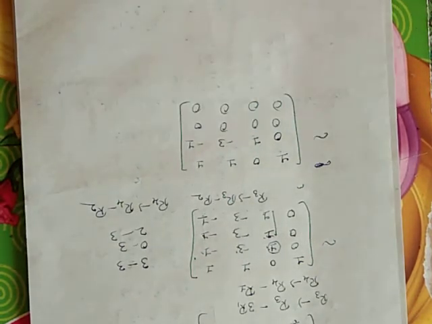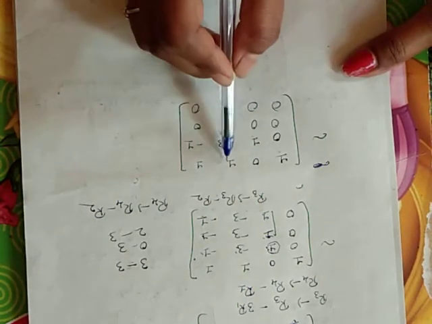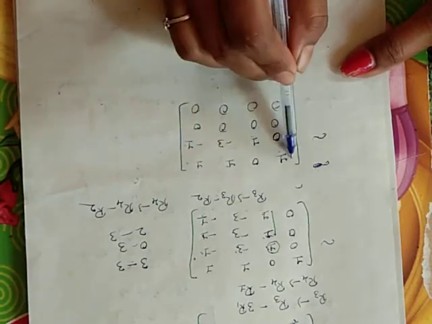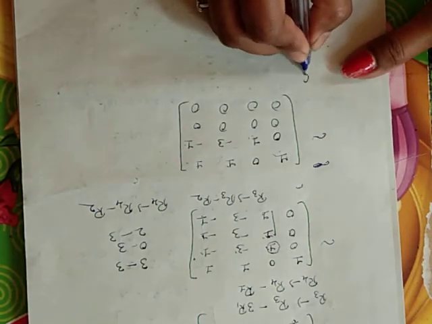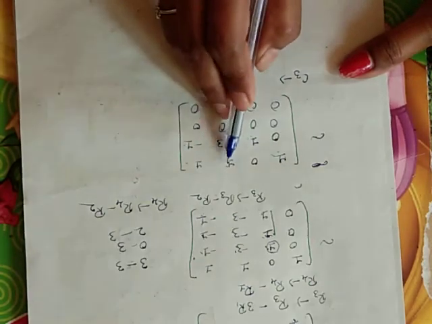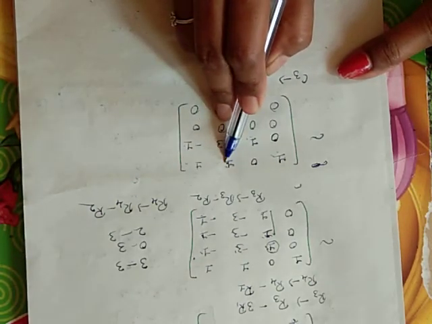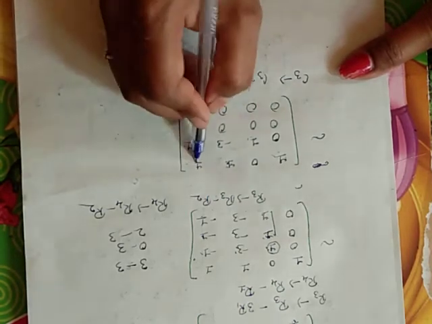Leading terms are already 0. Now using the column transformation, make the elements above the leading terms also 0. Now make these two terms 0 by using these two terms. Using the column transformation, C3 tends to C3 minus C1, to convert this to a 0. Next C4, convert this to a 0: C4 tends to C4 minus C1.